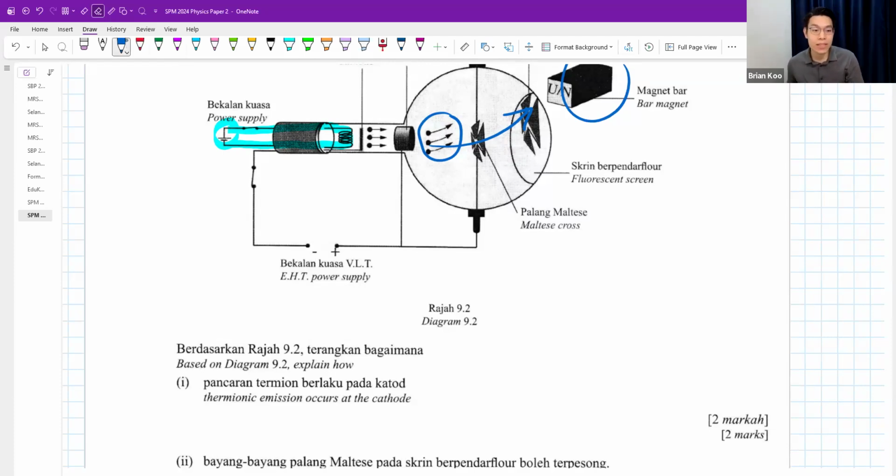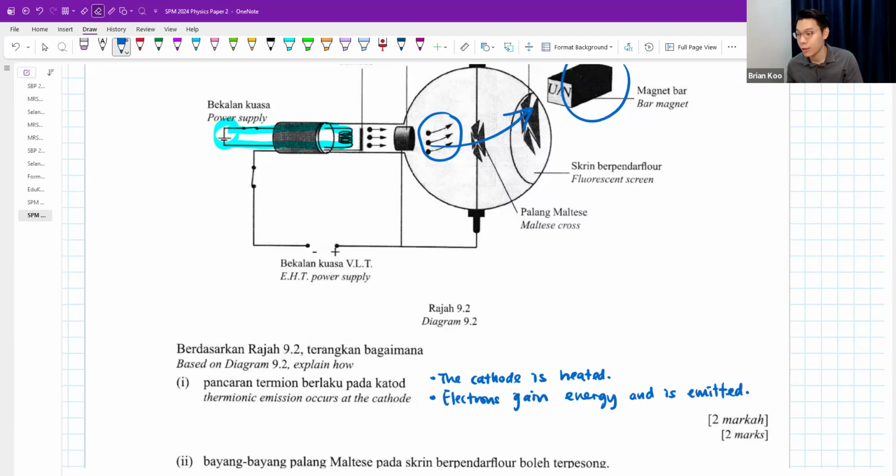So you can say something like the cathode is heated, electrons gain energy, and is emitted. Okay, just like that. The electrons gain energy and is emitted.